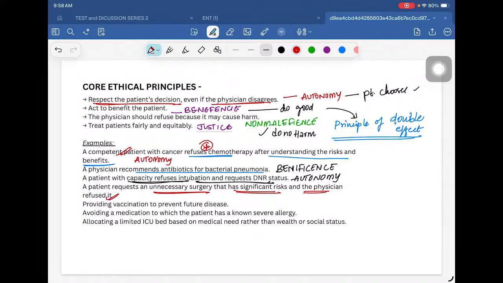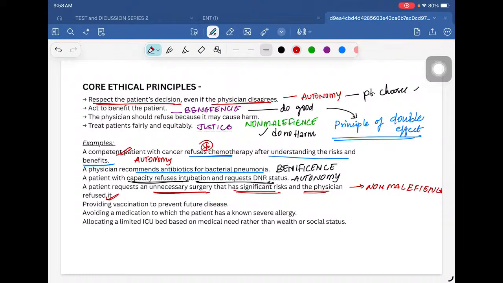Next we have a patient who requests an unnecessary surgery that has significant risks over benefit, and the physician refuses it. Which ethical principle is the physician following over here? Very good. So here the physician is refusing it because it will harm the patient, right? So this is non-maleficence. Do no harm.